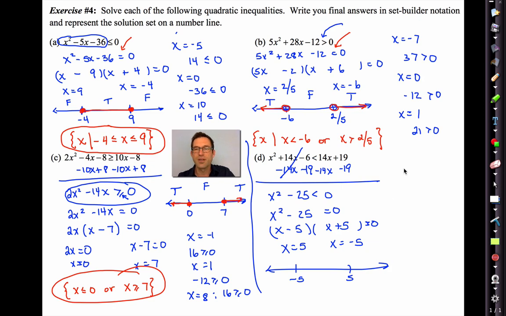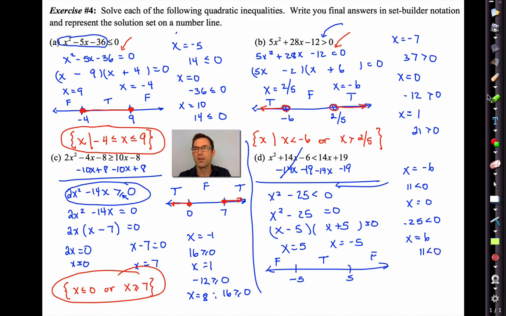Test some points. Let me try x equals negative 6. If I substitute that in here, I'd get, I think, 11 is less than 0. That's going to be false. If I test x equals 0, I'd get negative 25 is less than 0. That's definitely true. If I test x equals positive 6, I'll get 11 is less than 0.